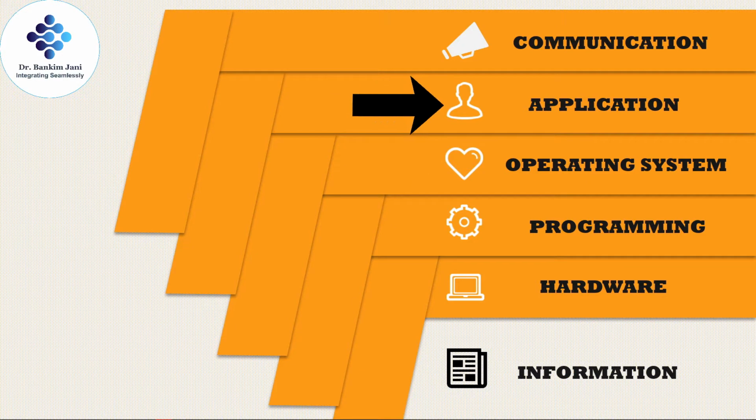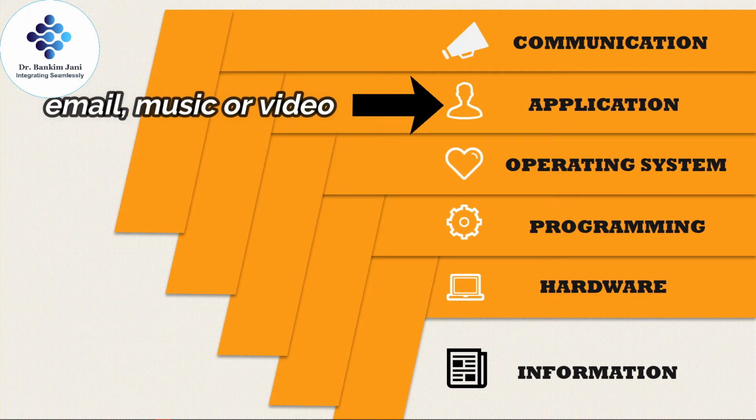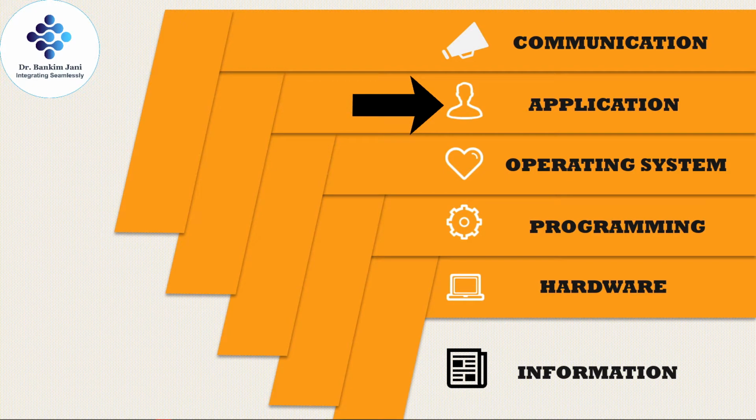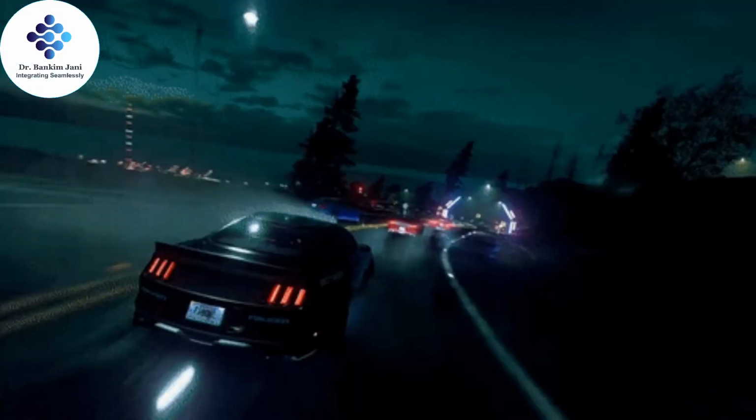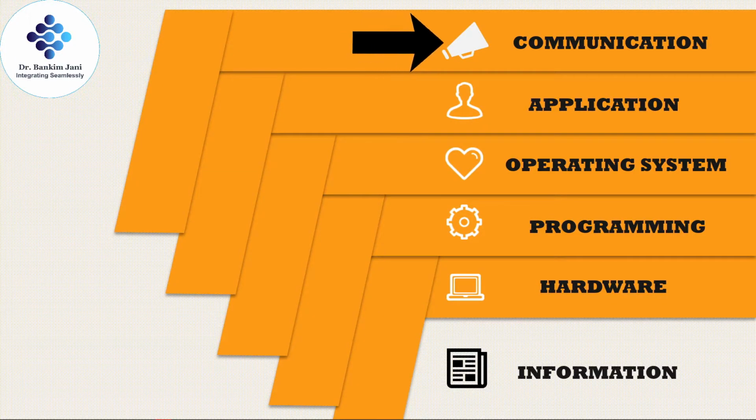The next layer is the application layer, and it focuses on using the computer to solve specific practical problems. Whether you are sending a mail, listening to a song, or even watching a movie, collectively they all are applications. A very wide range of applications are available in the form of 3D simulations, artificial intelligence, and very advanced lifelike gaming experiences. All are applications. And then comes communication. No computer in today's world works in isolation.